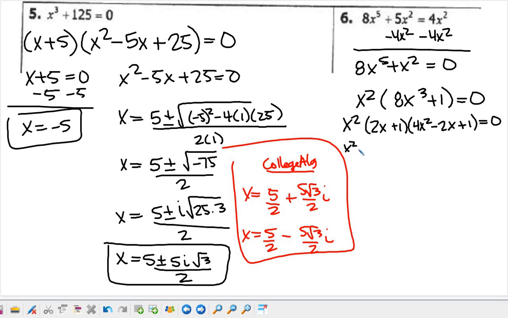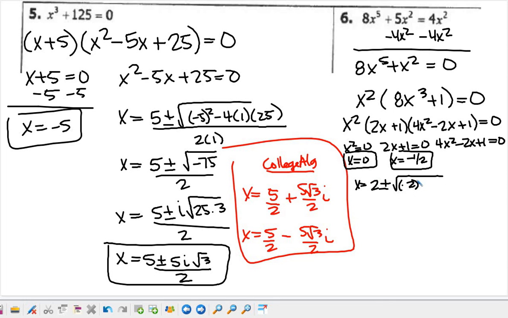So we have x squared is equal to 0, 2x plus 1 is equal to 0, and 4x squared minus 2x plus 1 is equal to 0. So we have x is equal to 0 twice, so it's 2 zeros. x is equal to negative 1/2, that's 3, and I'm going to get 2 from here, which gives me my 5. So I have x is equal to the opposite of b plus or minus the square root of b squared minus 4ac all over 2a.